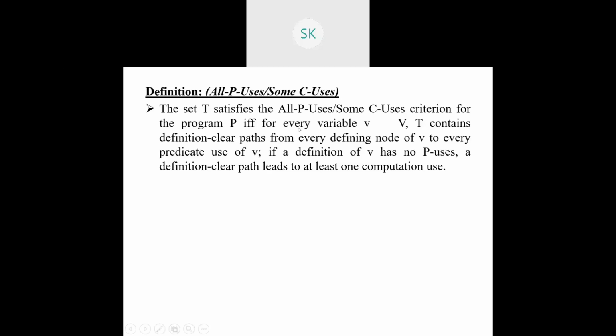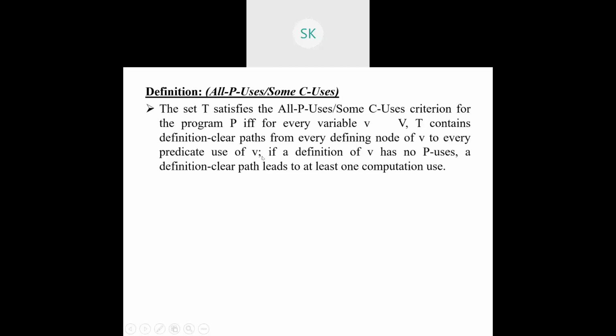For every variable V, whatever variable we choose, total logs, total stocks, total barrels, whatever it is, that should belong to the variable set. All the variables should be addressed in one particular set called V. And the next thing is T contains definition clear paths from every defining node of V to every predicate use of V. So from the defining node to the predicate node, which has predicate usage, that node is also a usage node itself. So that one we need to identify.